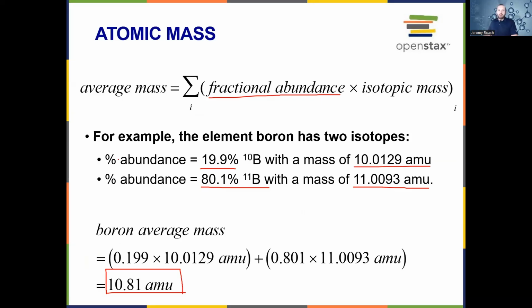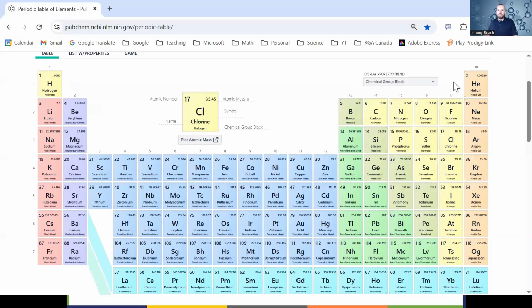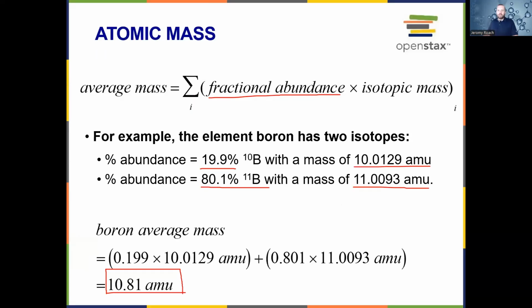So to find the average mass of something, we take the sum of, that's what this symbol means, the sum of the fractional abundance or the percent abundance times its actual mass. So letter B is on our periodic table. This is for boron, and it has two different isotopes. One isotope is boron 10, and the other one is boron 11.